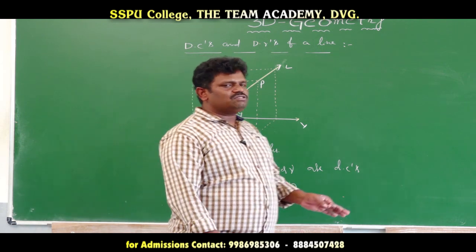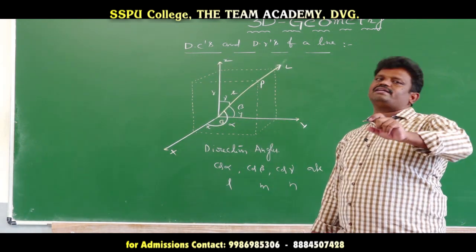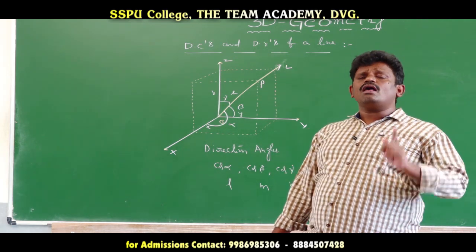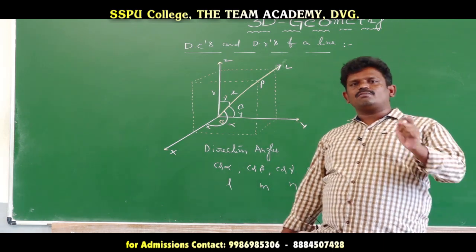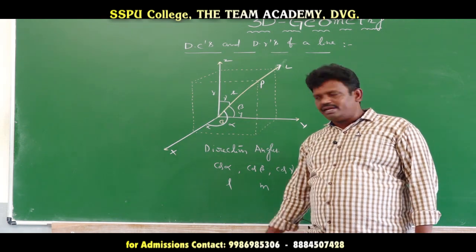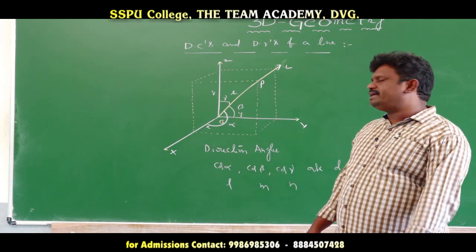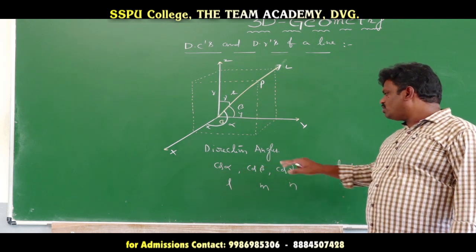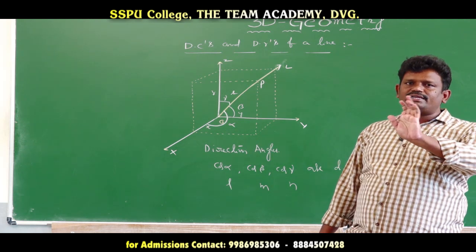Just remember how to define direction cosines: any directed line makes angles alpha, beta, gamma with the coordinate axes x, y, z respectively. Those angles are said to be direction angles. We take these direction angles in terms of the cosine function. Then cos alpha, cos beta, cos gamma are said to be the direction cosines of the given directed line.